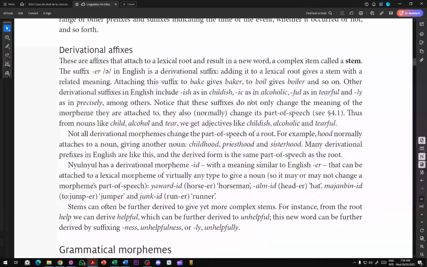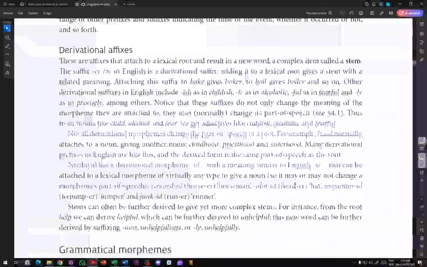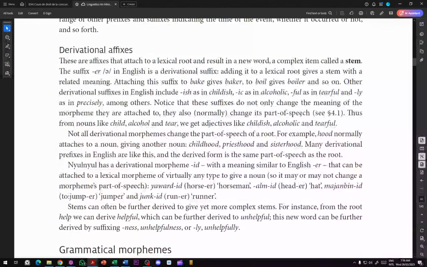Notice that these suffixes do not only change the meaning of the morpheme, they also normally change its part of speech. What is part of speech? See section 4.1. Thus, from nouns like child, alcohol, and tear, we get adjectives like childish, alcoholic, and tearful.